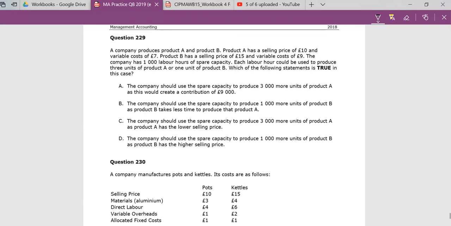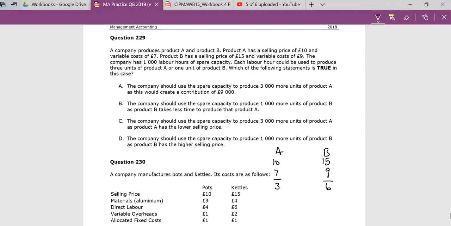And then let's see what's happening here. It says that you have two products, product A and product B. Let's analyze this carefully. Product A sells for 10 and has a variable cost of 7. Product B has a selling price of 15 and has a variable cost of 9. Therefore, product A has a contribution of 3 and product B has a contribution of 6.